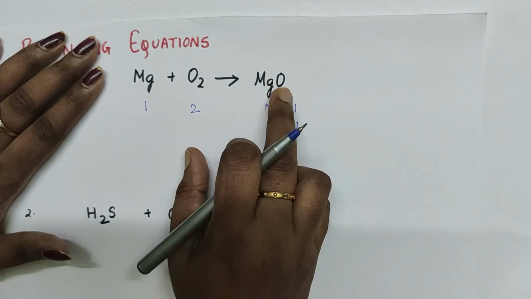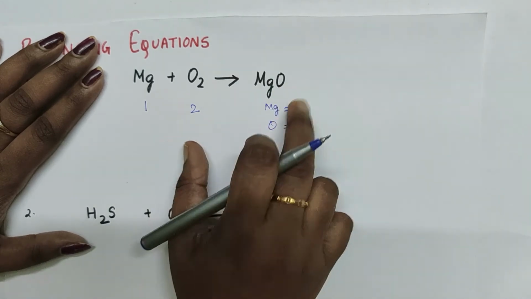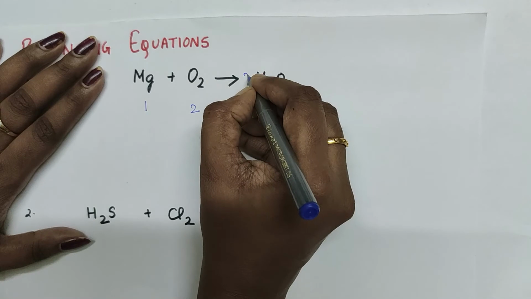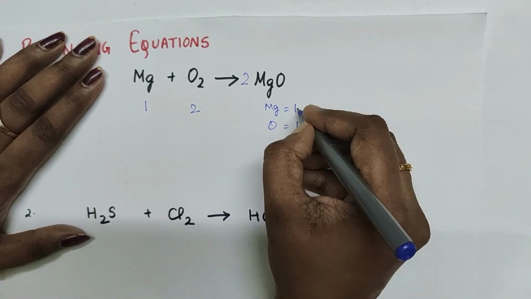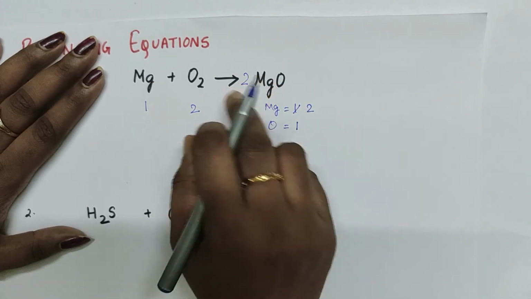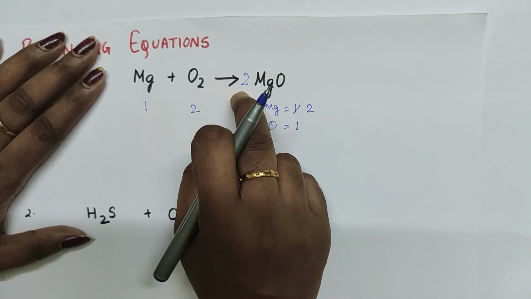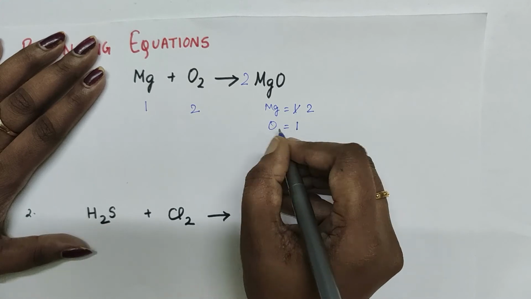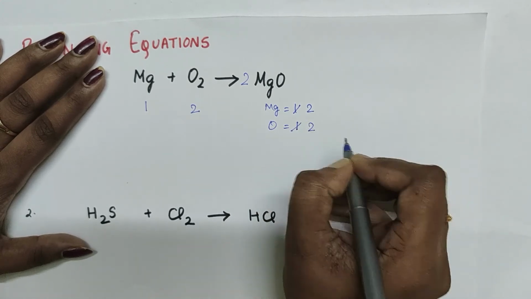So we need to increase the number of oxygen atoms on the product side. If I write a 2 here, the number of molecules of magnesium oxide is 2, so there are 2 magnesium atoms and 2 oxygen atoms.